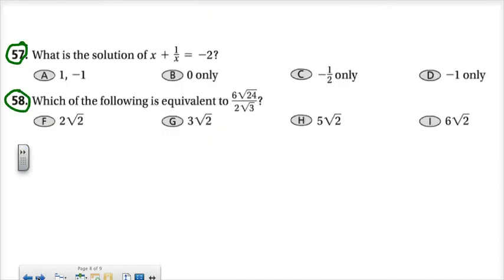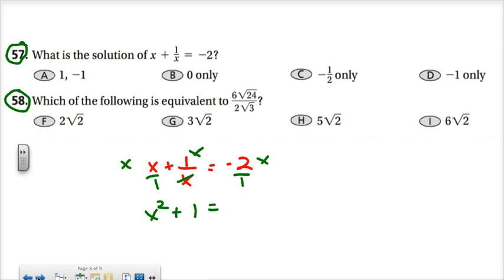Then we have 57. 57 says, what's the solution of x plus 1 over x equals negative 2? So, again, lots of different ways we can do this. I would probably just go ahead and see that that LCD is x. So we multiply everything by x. On the top we'd have an x squared. These x's would drop out, so plus 1. And on the right-hand side, nothing's going to drop out, so negative 2x.